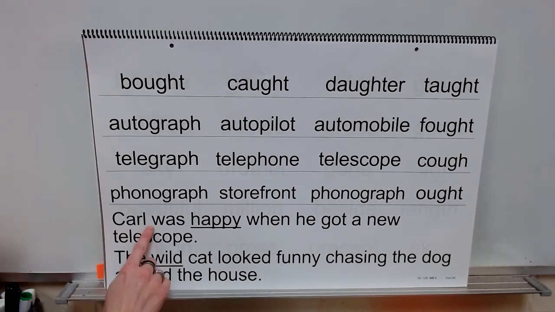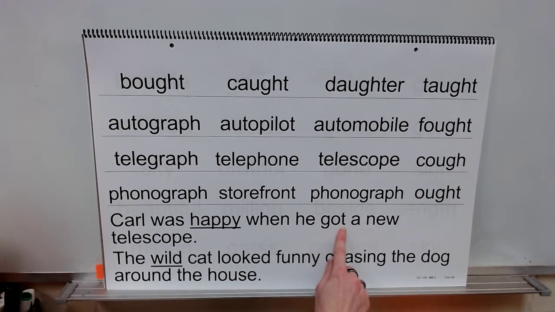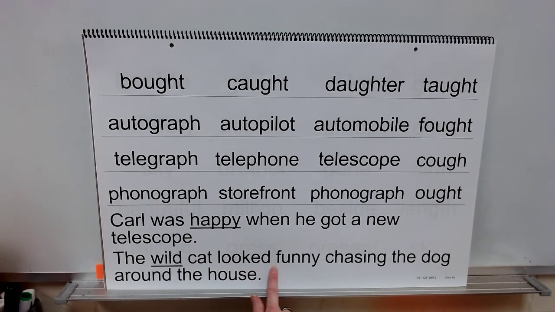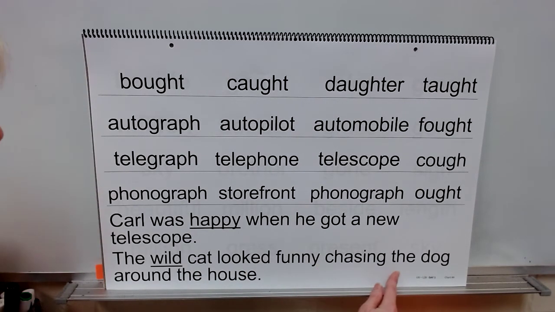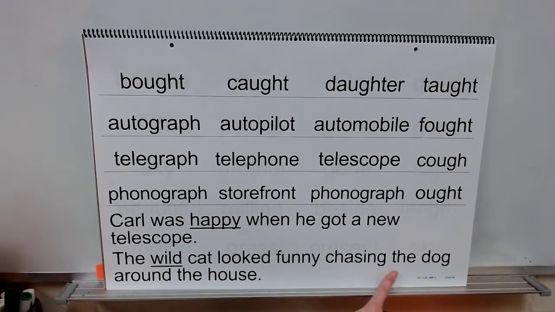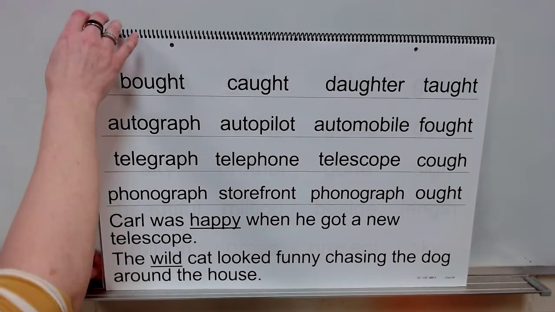Now let's read these sentences. Get ready. Carl was happy when he got a new telescope. Yes, Carl was happy when he got a new telescope. Read. The wild cat looked funny chasing the dog around the house. Yes, the wild cat looked funny chasing the dog around the house. Now pause the video to get your supplies ready to practice your spelling.